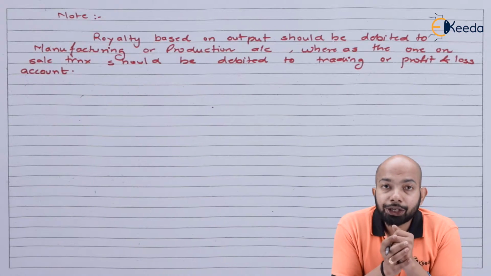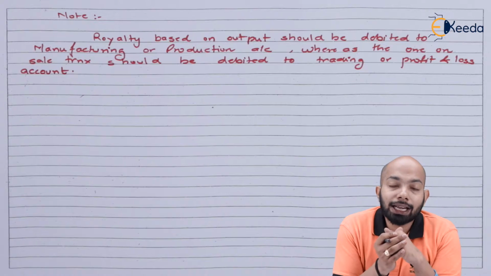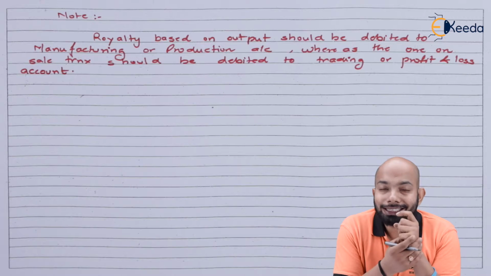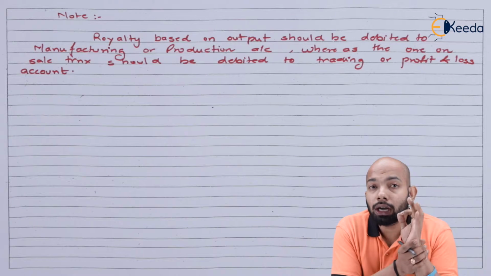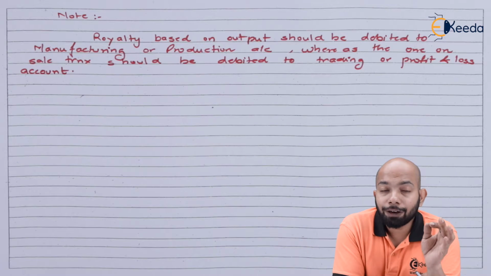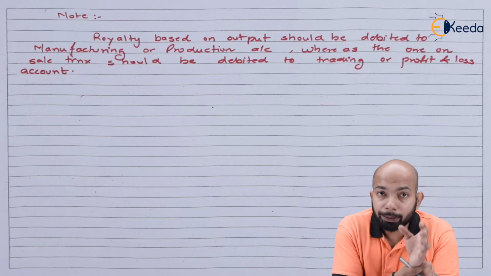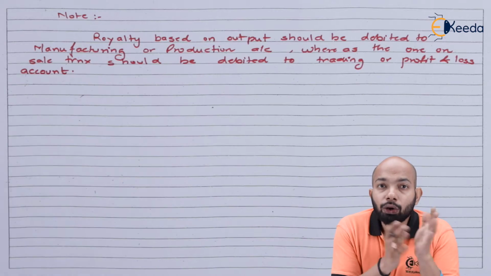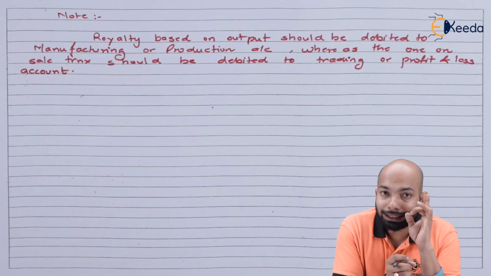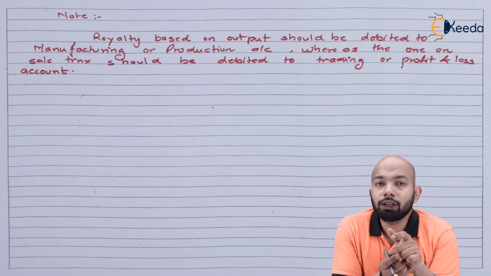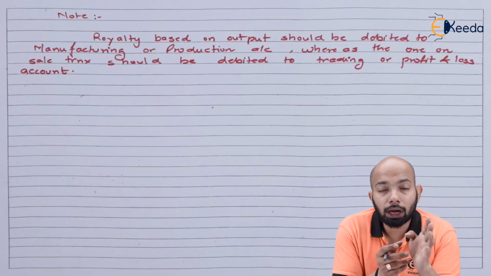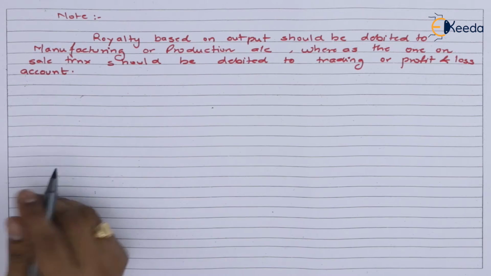The note that we have mentioned here refers to the last entry that we have passed, that means profit and loss account debit to royalty account. In between that, we have to make certain distinctions. If the royalty is based on output, then instead of profit and loss account, manufacturing account or production account will be debited. However, if the royalty is based on sales or any transaction related to sales, then either the trading account or the profit and loss account will be debited as per the question's requirement. This is one note that we have to mention. Now, let's go on to the last entry.